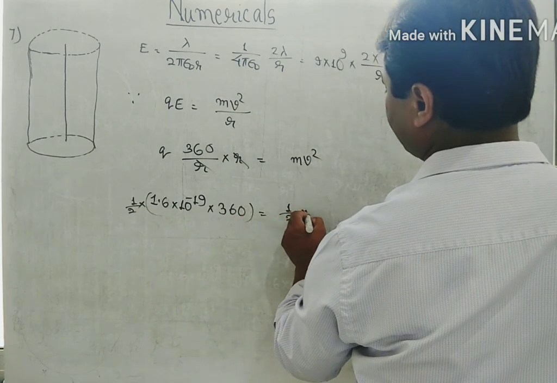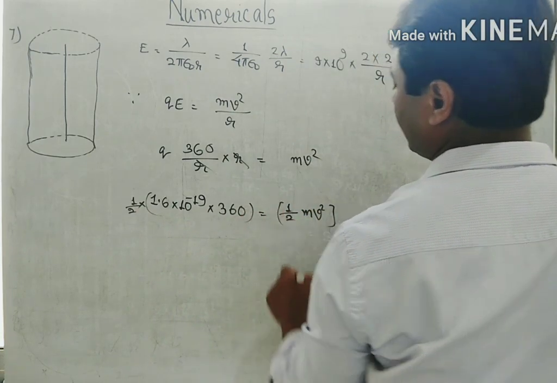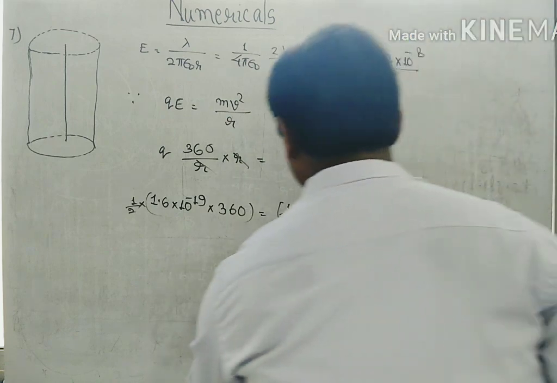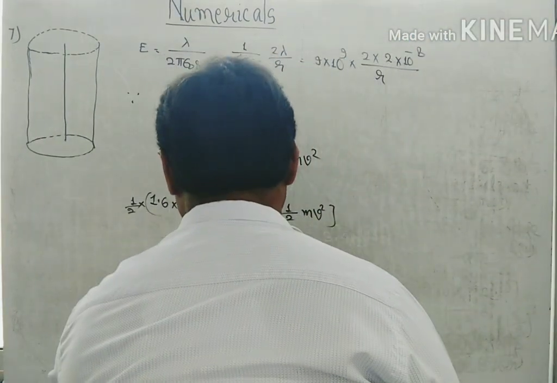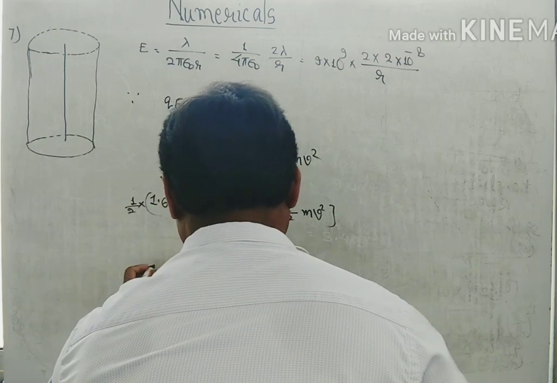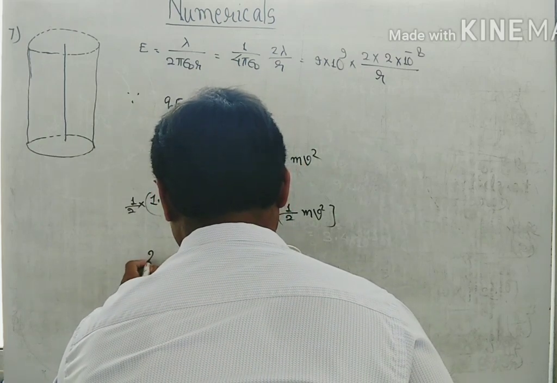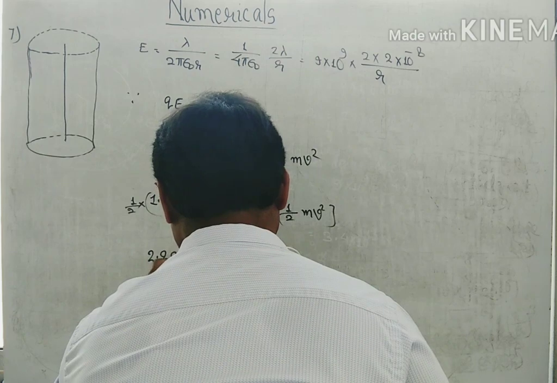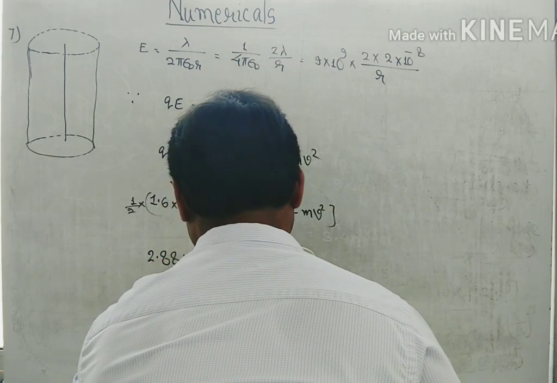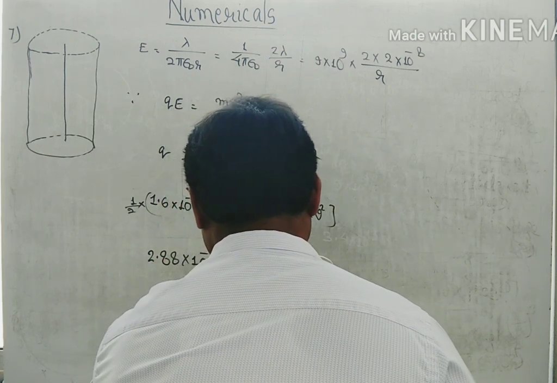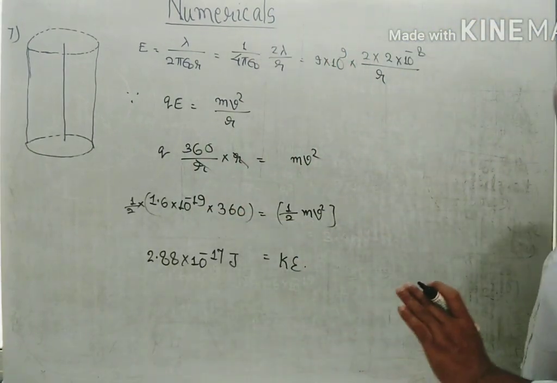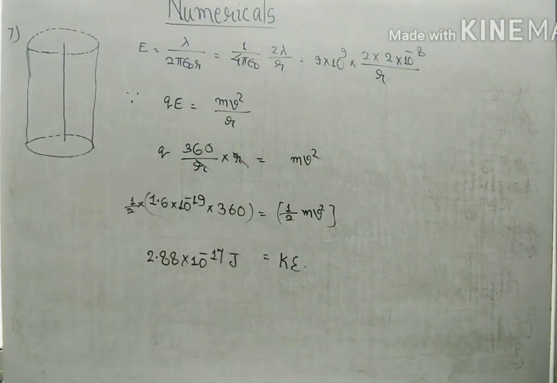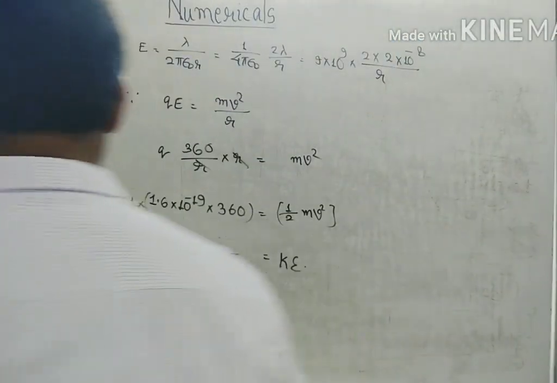So this right hand side term becomes the kinetic energy that we need to calculate. So it is KE simply, and students, when you solve it, you'll get the final outcome 2.88 into 10 power minus 17 joule. So this will be your required answer. Okay, so let's move on.